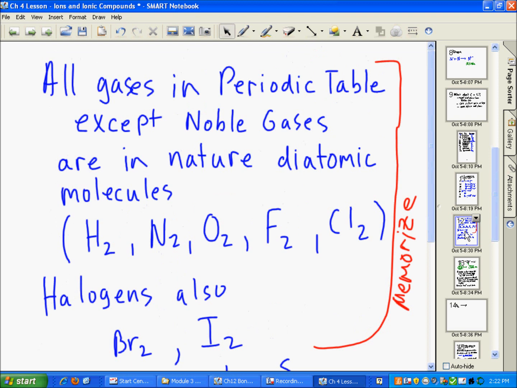Okay, all gases in the periodic table, except for the noble gases, are found in nature as diatomic molecules. So when you find hydrogen in nature, it's found as two hydrogen atoms stuck together, or H2. Nitrogen, and you're breathing nitrogen right now because most of the gas in our atmosphere is nitrogen, is actually two nitrogen atoms stuck together, or N2. Oxygen is O2, and if you ever see a paramedic with an oxygen tank or a scuba diver, they'll often just call it O2 for oxygen, and that's why. Fluorine is F2, chlorine is Cl2, for example.